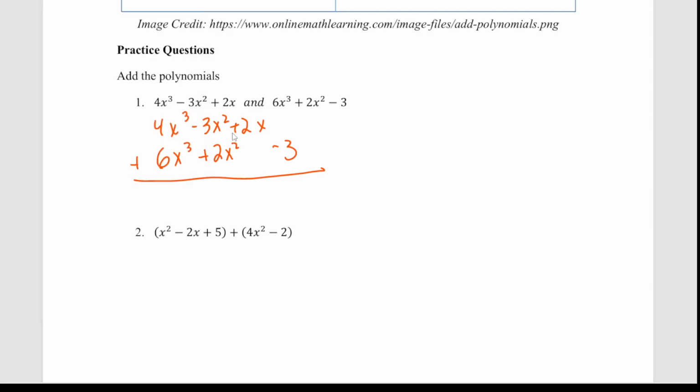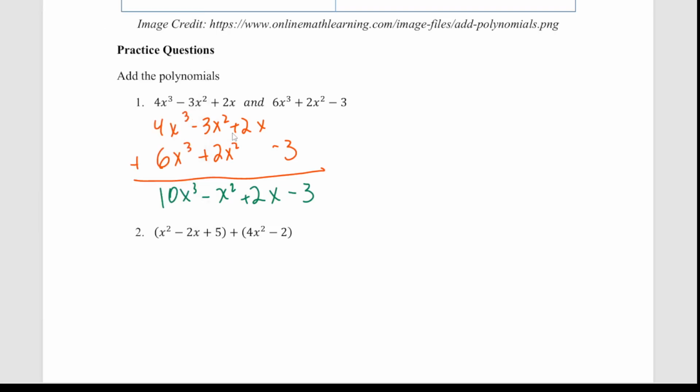Now I'm going to go ahead and combine my like terms vertically. So positive 4x cubed plus positive 6x cubed gets me positive 10x cubed. Negative 3x squared plus positive 2x squared gets me negative 1x squared. Positive 2x plus no other x's gets me positive 2x. And then -3 plus no other constants gets me -3. Go ahead and pause your video and see if you can do the next addition yourself.